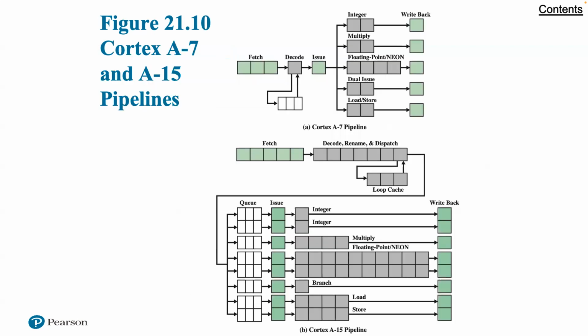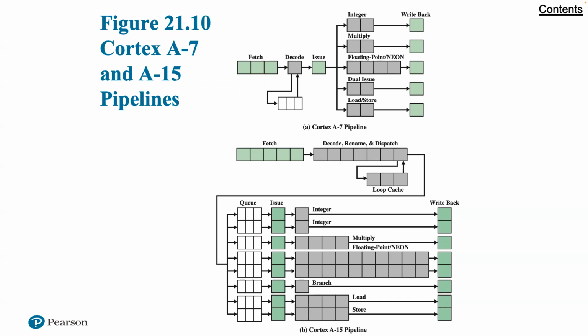The A7 is far simpler and less powerful than the A15, but its simplicity requires far fewer transistors than does the A15's complexity, and fewer transistors require less energy to operate. The difference between the A7 and A15 cores is seen most clearly by examining their instruction pipelines, as shown in figure 21.10, which we're showing right now.